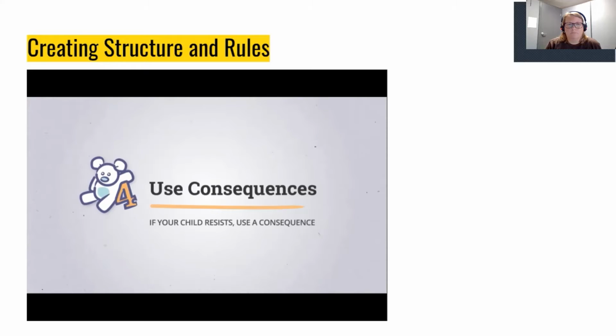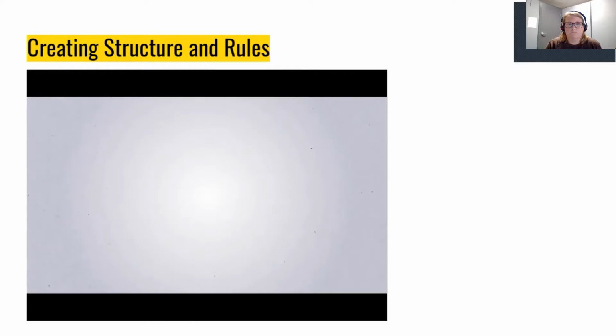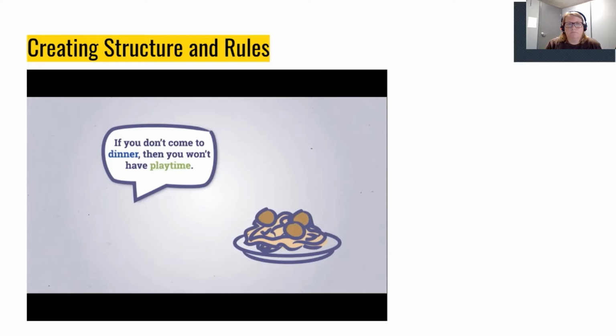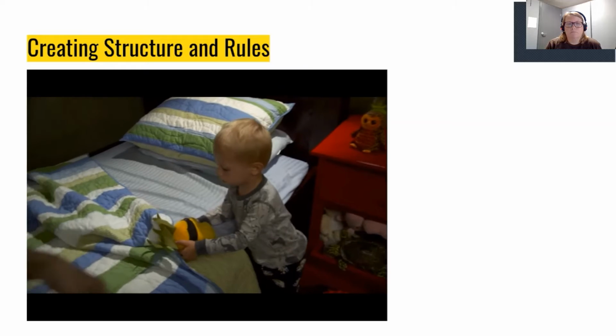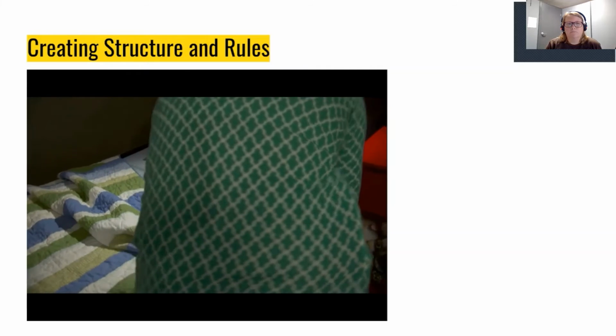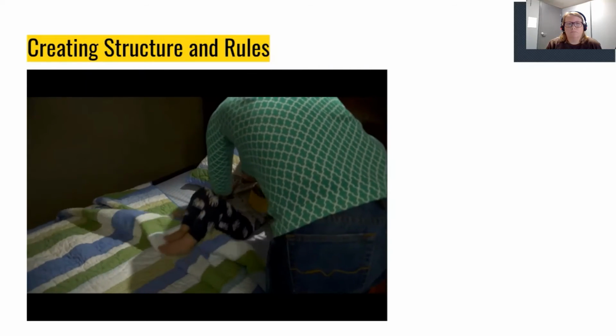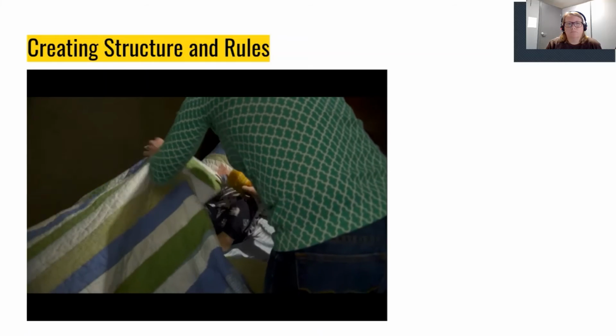Step 4. Use consequences. If your child resists following the routine, remind him there may be a consequence. For instance, say, if you don't come to the dinner table, you will not have playtime tonight. You can also try rewarding your child for following the routine. Be consistent with the routine and let your child know you expect it to be followed.